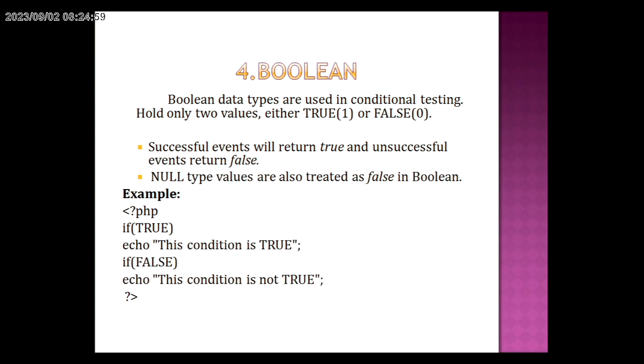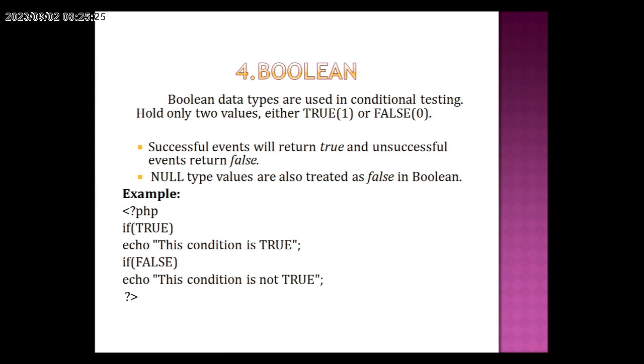So the next one is Boolean. Boolean data types are used in conditional testing. They hold only two values, that is either true or false. If the condition is true, then it assumes the value is 1. If the condition is false, the value is 0. Successful events will return true and unsuccessful events return false. Null type values are also treated as false in Boolean.